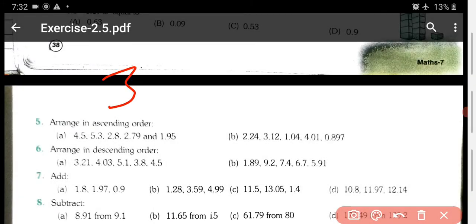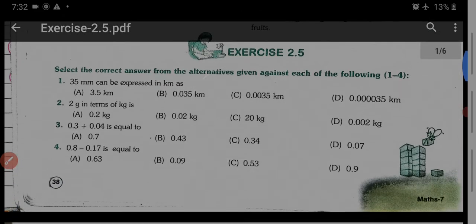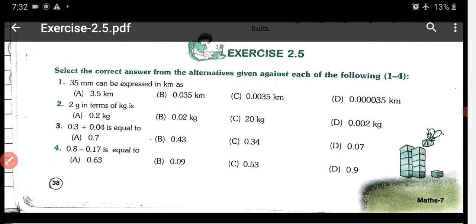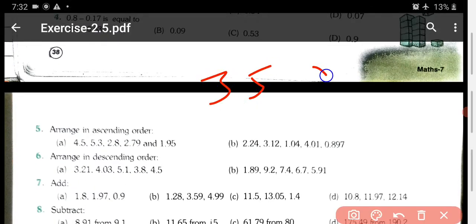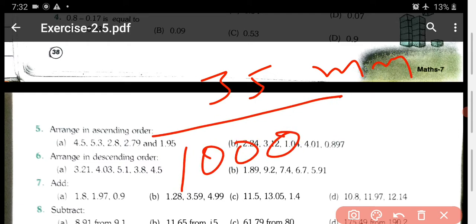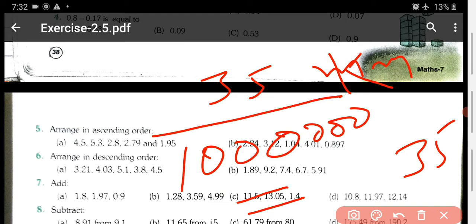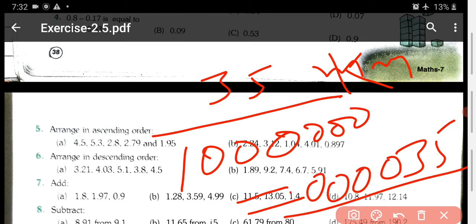So 3.5, and you have to convert this 35 millimeter into kilometer. So 35 millimeter, when you convert into kilometer, you have to divide it by 1 2 3 4 5 6 zeros, then it becomes kilometer. Now when you want to solve this, then put the zeros after 6 digits now. 1 2 3 4 5 6. So you have to put 1 0 here. So it is your correct answer.